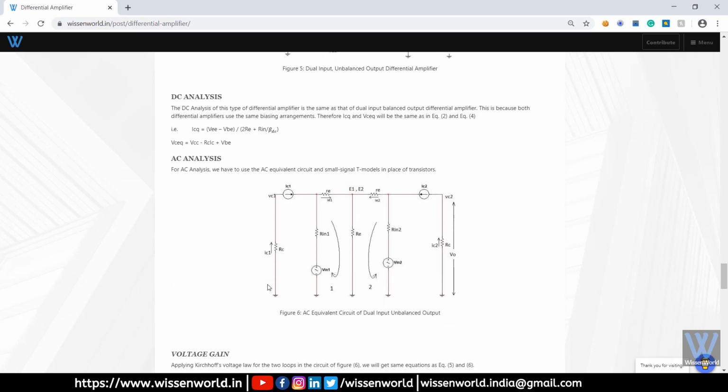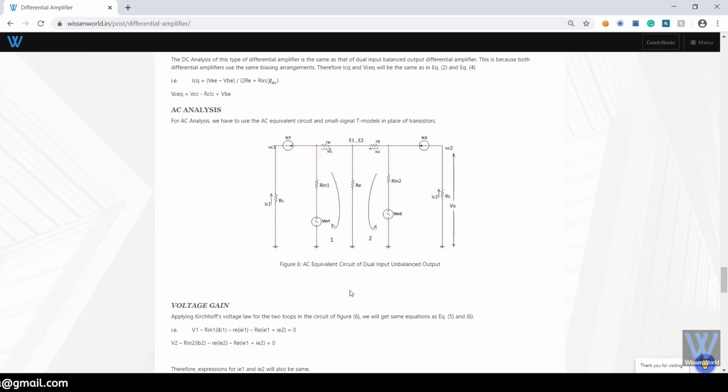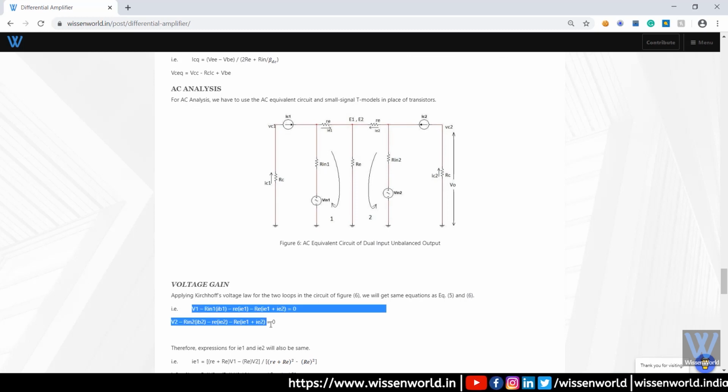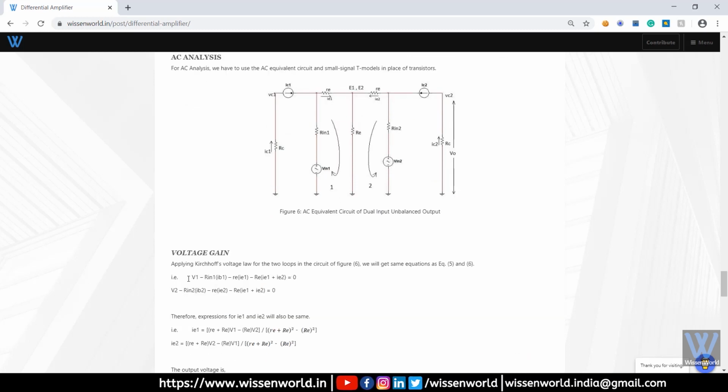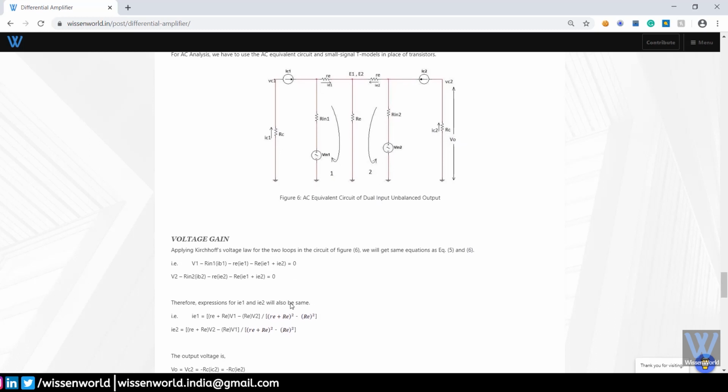Now let's come to the AC analysis. Again, we will use the small signal T model in place of transistors, and this is our AC equivalent circuit. Now for the voltage gain, if we apply Kirchhoff's voltage law in these two loops, we will get these two equations. As you can see here, we got the same equations as in the previous differential amplifier. So the expressions for the emitter currents of both the transistors will also be the same.